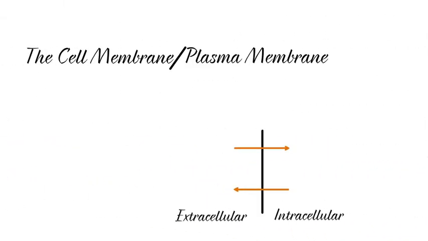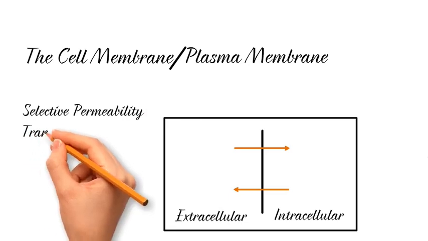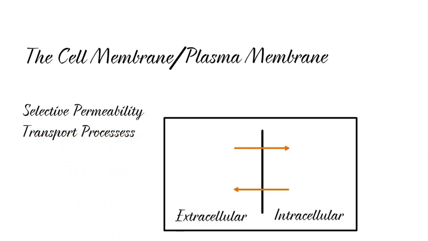The plasma membrane, as said earlier, regulates movements of substances into and out of the cell. It has selective permeability towards certain substances and there are different transport processes that move substances across the plasma membrane. We'll talk extensively about these processes in our next video.